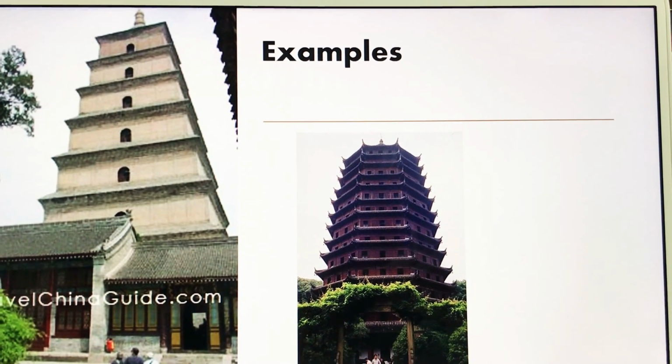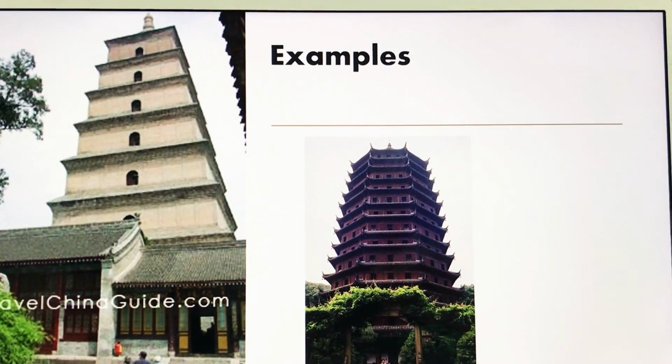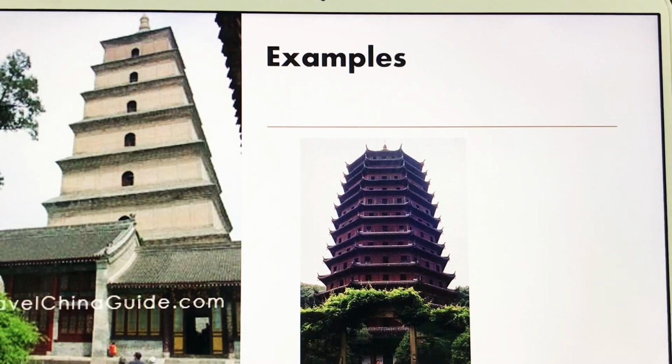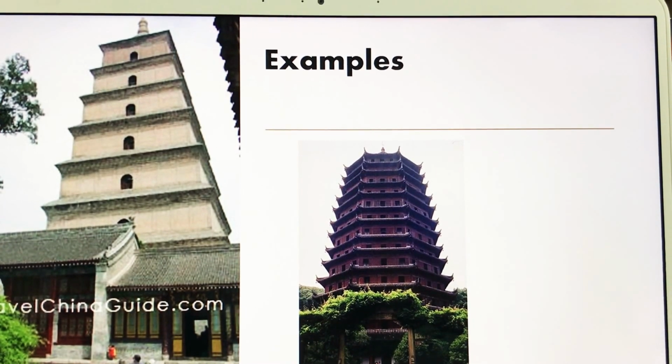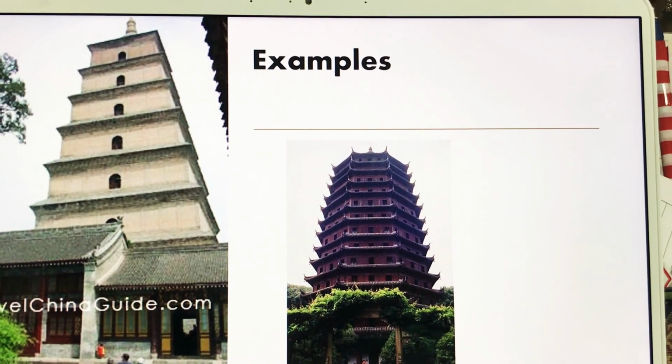Have you ever counted the tower layers? I'm going to count. 1, 2, 3, 4, 5, 6, 7. So it's 7. The other one, 1, 2, 3, 4, 5, 6, 7, 8, 9, 10, 11, on the right side, the Hangzhou temple one.